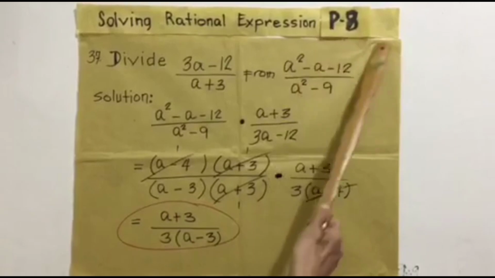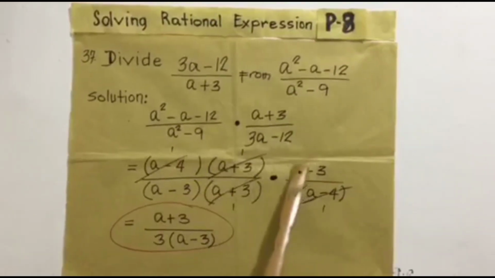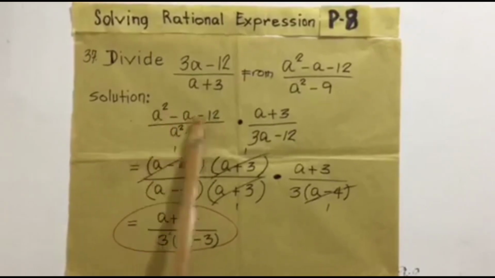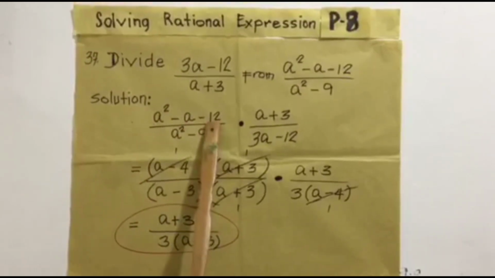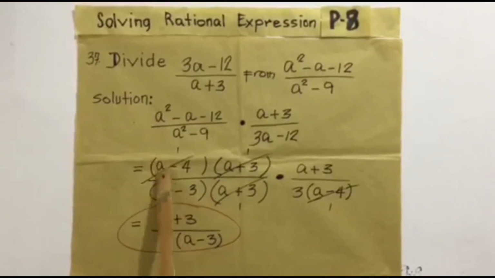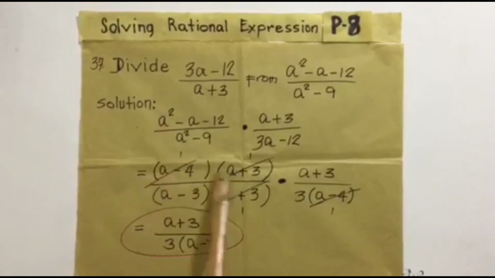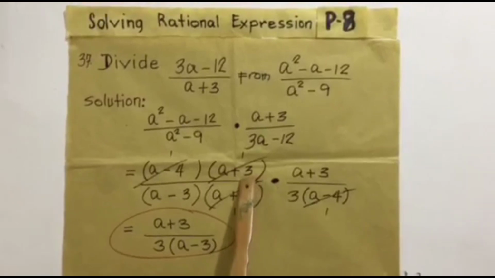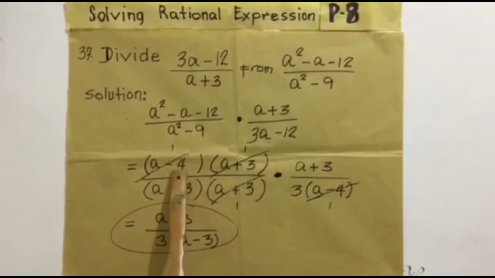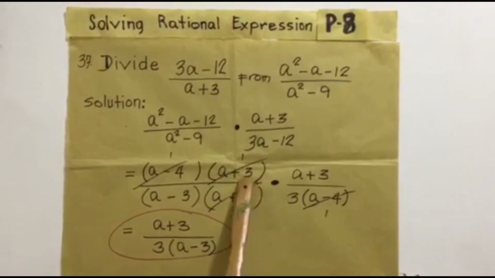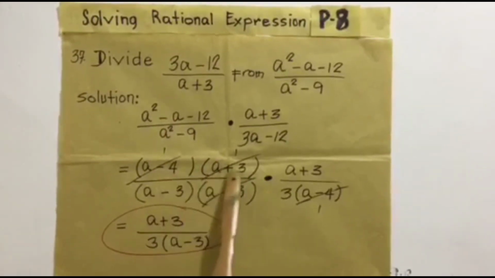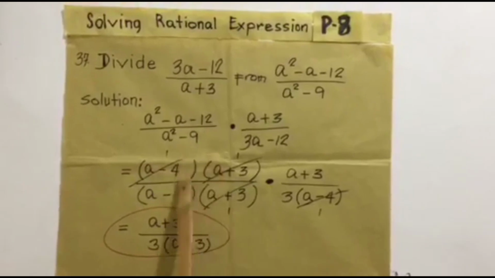And after arranging in a proper way, we're going to factor the numerator, because this trinomial is factorable. So the factor of a squared is a and a, and the factor of 12 is 4 and 3. Why? Because negative 4 plus positive 3 becomes negative a, and negative 4 times positive 3 equals negative 12. This is correct.